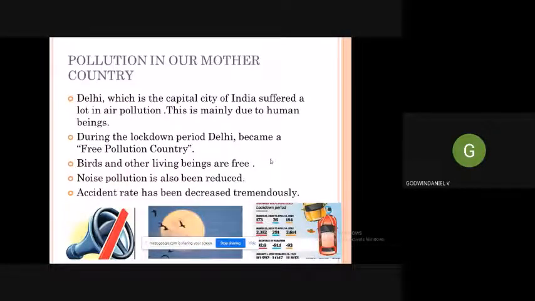So, pollution in our mother country. You have all been aware of India's status in the current period. I think you have been hearing about the coronavirus lockdown. In India, Delhi, which is regarded as the capital city, is affected by pollution a lot. But God has given a good time by means of the lockdown period. In the lockdown period, the pollution has become totally stable.